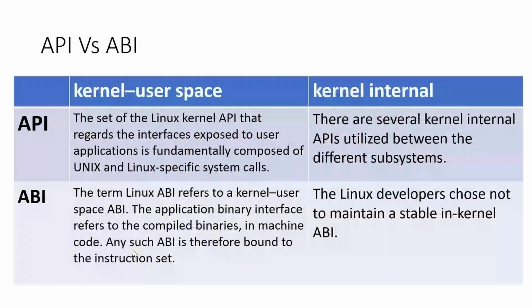Okay, so there's a difference between the API versus ABI. This probably we don't need to get into that. Can you tell about that previous slide, the internal API? Could you repeat? Sorry.